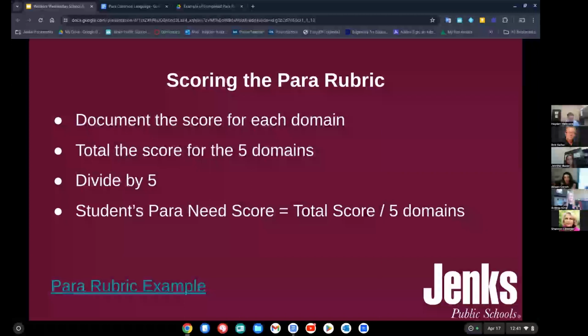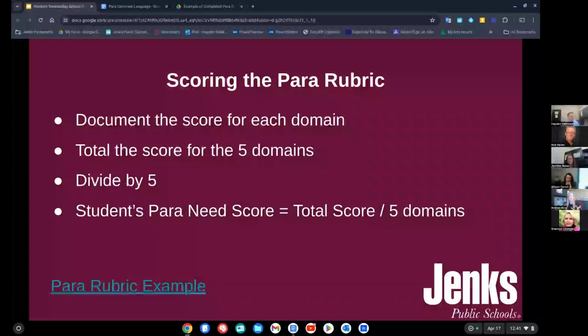So that helps provide comparative information between the school sites. Correct. And we've even looked at it during the school year, because we all know that you have move-in students, you have move-out students. The para support can vary.